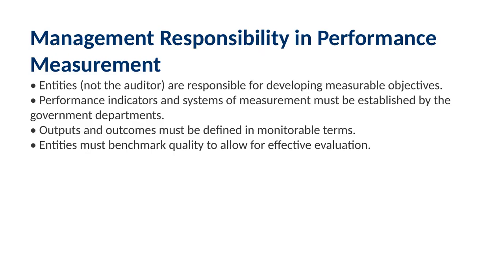A key point to remember for your case studies: the C&AG expects the government departments or the heads of the entities themselves to develop measurable objectives, performance indicators, and systems of measurement. They are the ones who must define the outputs and outcomes in monitorable terms and benchmark the quality.